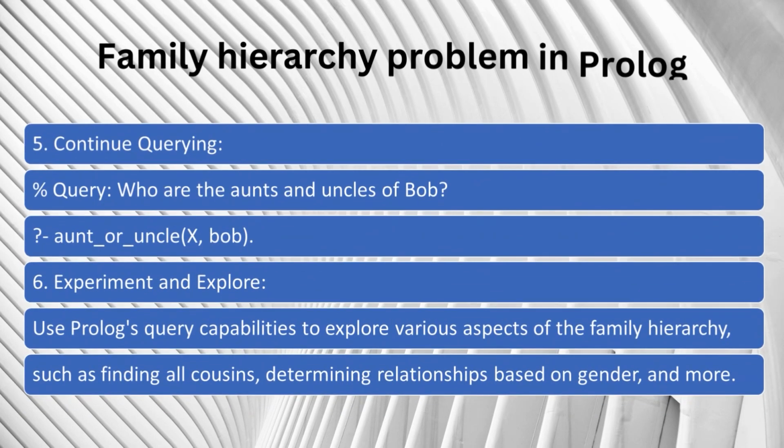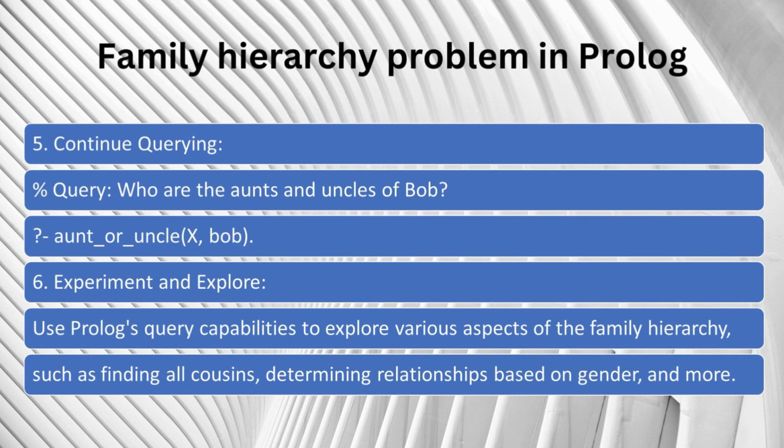Now, continue querying. You can now ask more specific questions about the family hierarchy taking into account the new facts and rules you have added. So, you have to query who are the aunts and uncles of Bob. So, you have to ask it like aunt_or_uncle(X, Bob). So, you will get the answer as X is equal to whatever the answer of uncle or aunt.